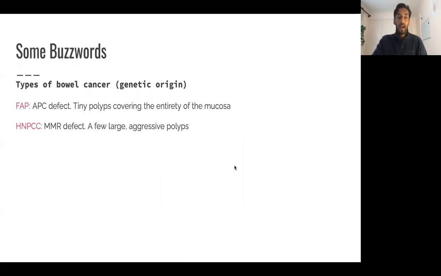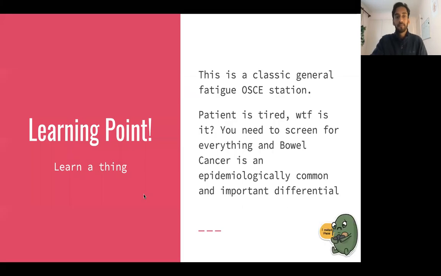Some buzzwords are your types of genetic defects. FAP is a type of APC defect, and HNPCC is a type of MMR defect. On pathology, the classic findings will be for FAP, just tons and tons of tiny polyps covering the entirety of the mucosa. Whereas in HNPCC, you'll have a few large angry polyps, but not as many.